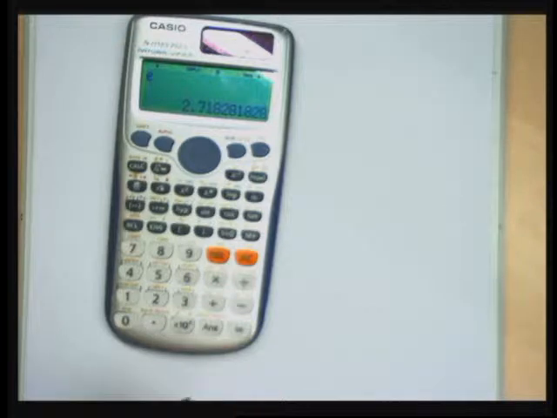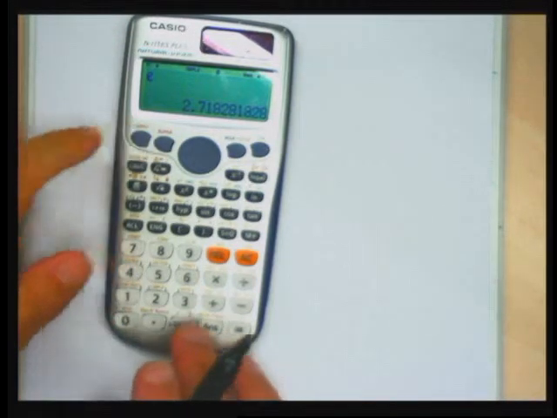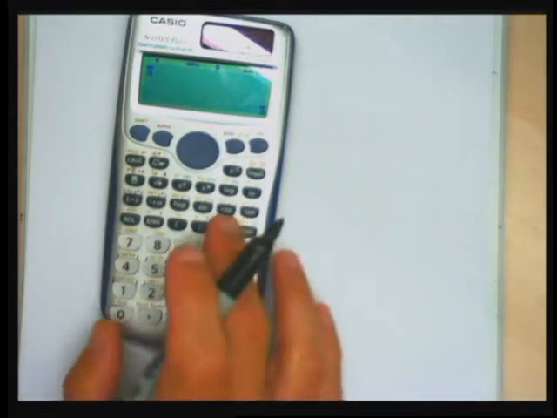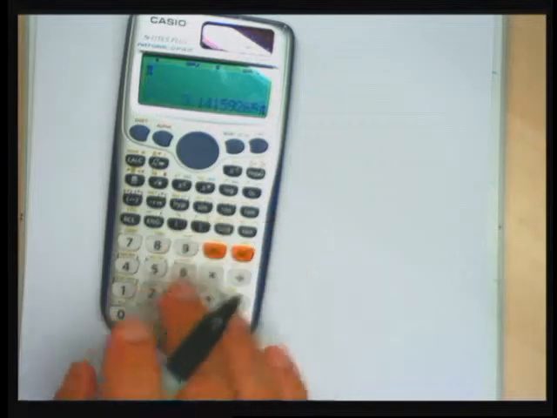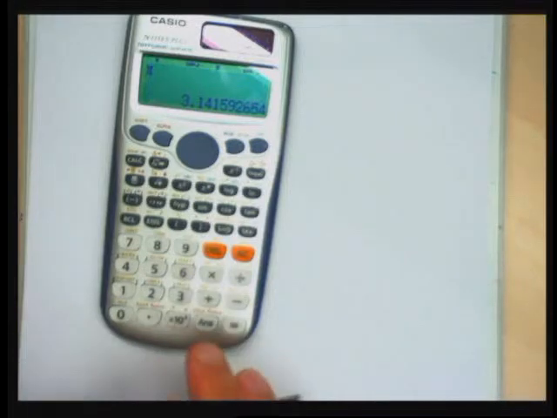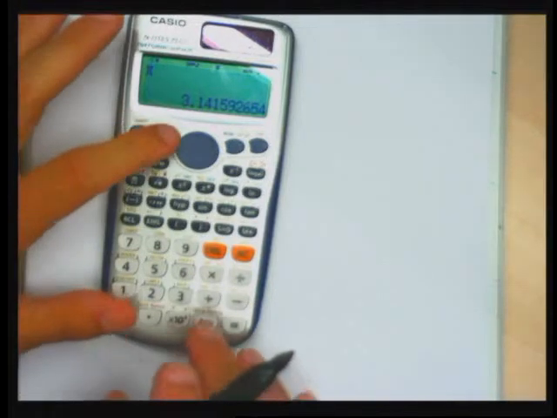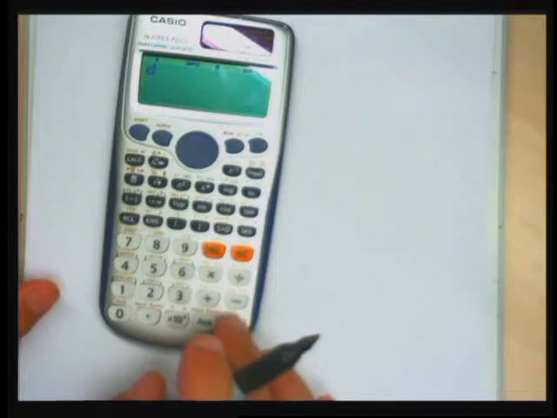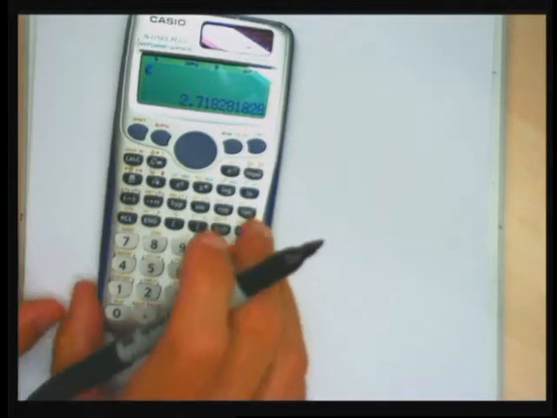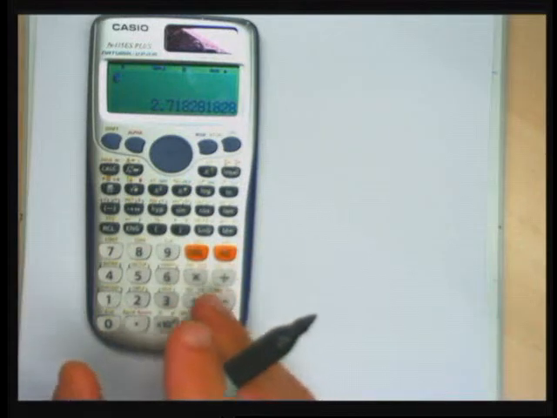So e is similar to pi. Maybe that's why it's on the pi button. Like if we did shift pi, and I make it into a decimal by hitting the SD button, I get 3.14159. That's a number that gets a symbolic representation that you might be used to. But e is another number that gets a letter name.